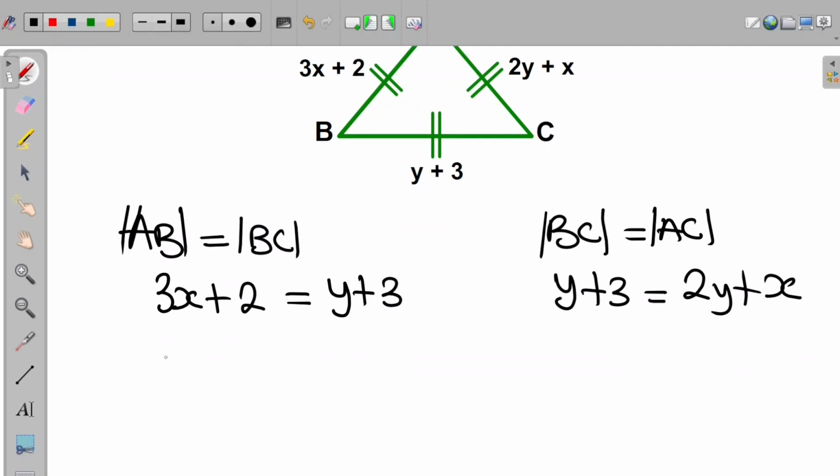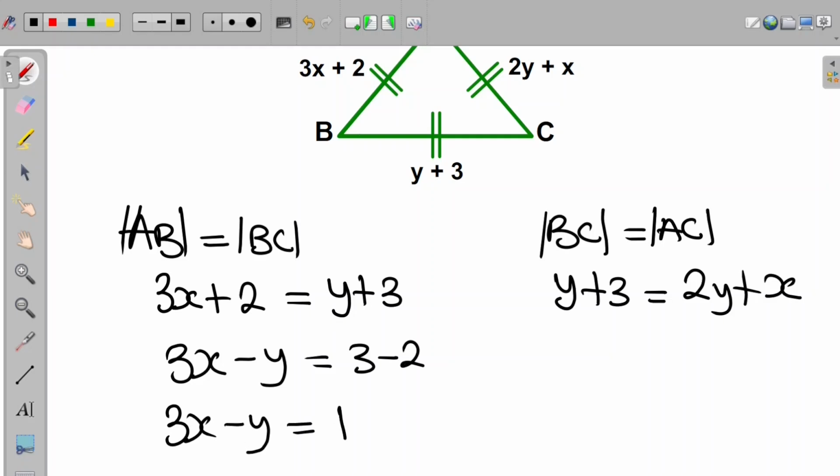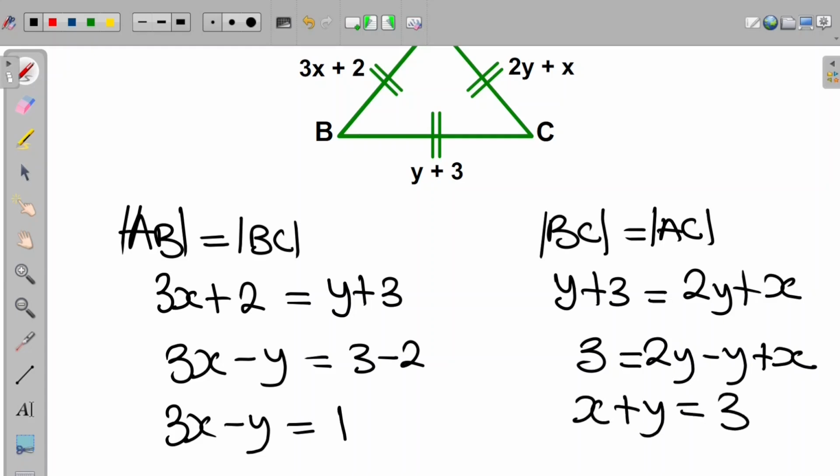So from here, we can have that this becomes 3x minus y equal to 3 minus 2. If we move 2 to the right-hand side, I will move y to the left-hand side. So the equation now reduces to 3x minus y is equal to 1. So this becomes 3 equal to 2y minus y plus x. So this equation here can be written as x plus y is equal to 3.